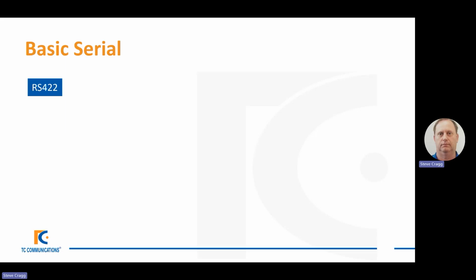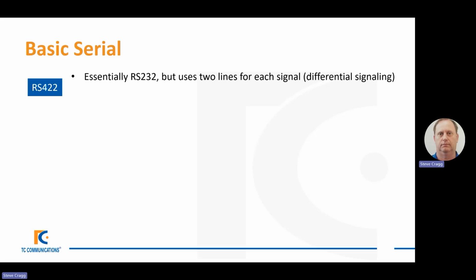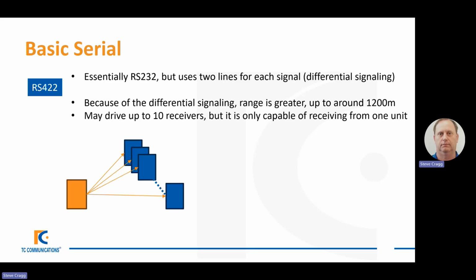Moving on then to RS-422, it is essentially the same as RS-232, but instead of using a single line for each signal, it uses 2 lines and it uses differential signaling. This means that you can use twisted pair for the transmit, the receive, and any other lines as well, which is a major benefit. And because of that differential signaling, the range is far greater. Instead of 15 feet, it is probably closer to 1,200 meters, or about 0.8 of a mile.